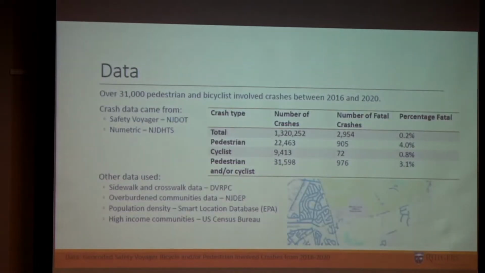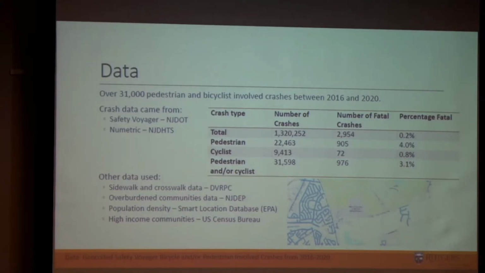So the data that I gathered is from the Safety Voyager database from NJDOT. There are over 31,000 pedestrian and bicyclist involved crashes between 2016 and 2020. I also used the numeric data. They both have about the same information, but the age column, for example, was retrieved from the numeric data.